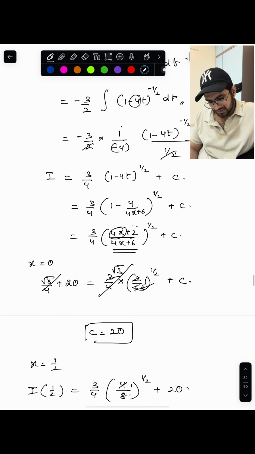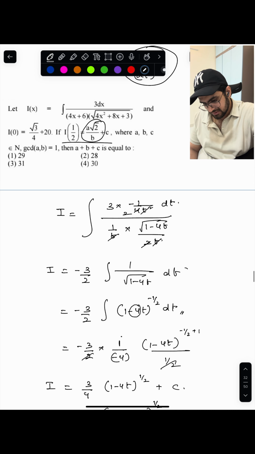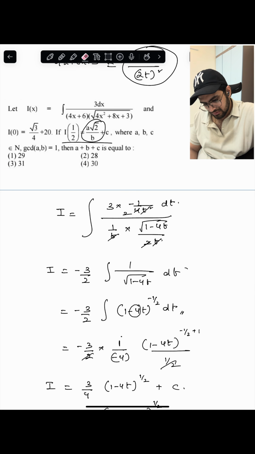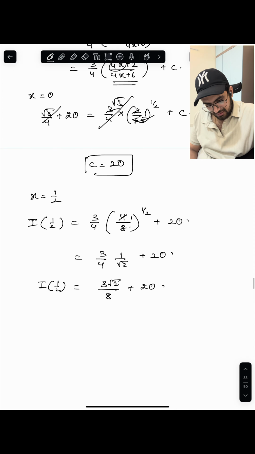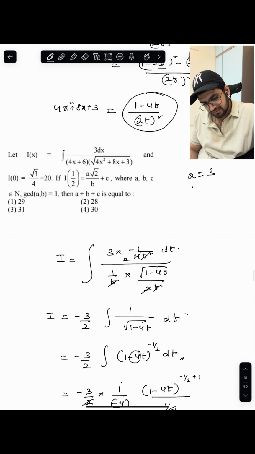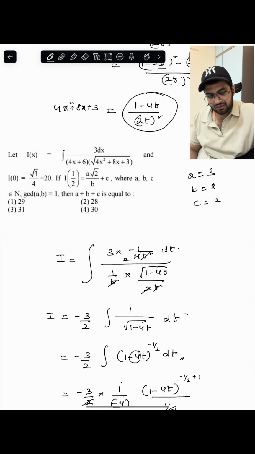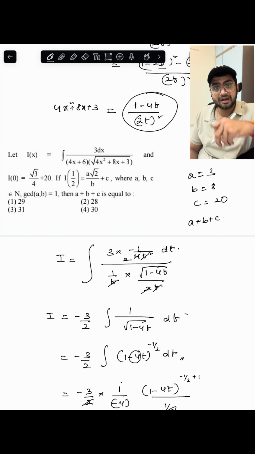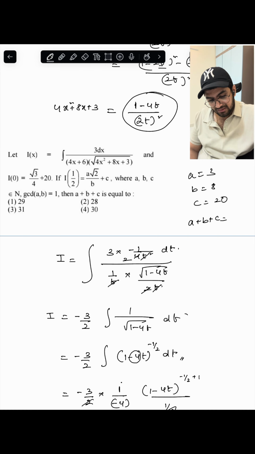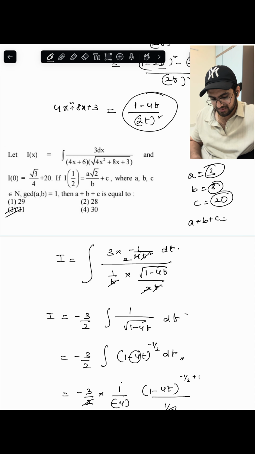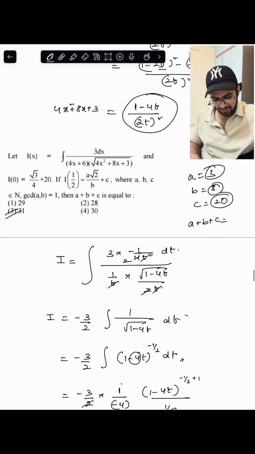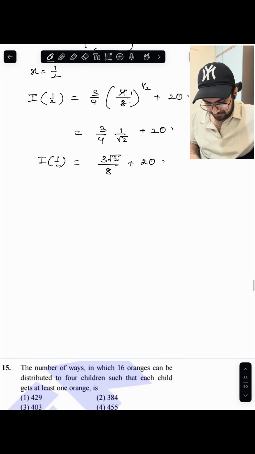So now we need to compare this one with this. So a is clearly 3. A is 3, b is 8, c is 20. Now what we needed? A plus b plus c, right? So what is a plus b plus c? 28 plus 3, 31. So third option. Done? Yep. So let's move to the next question.